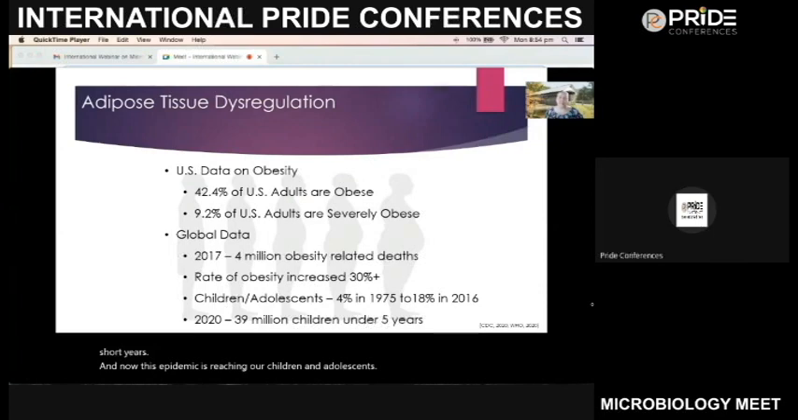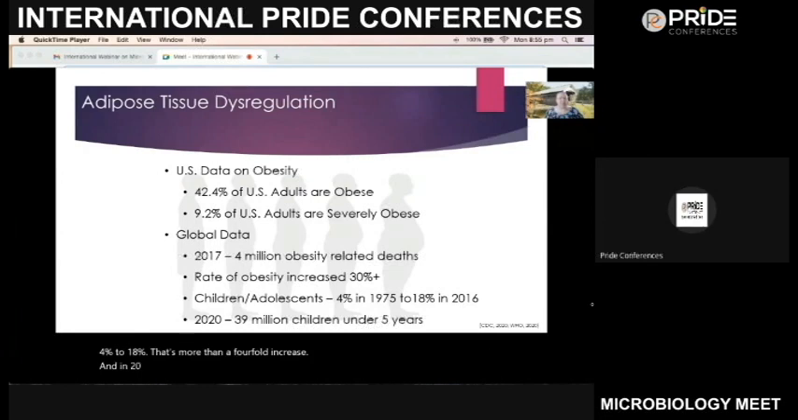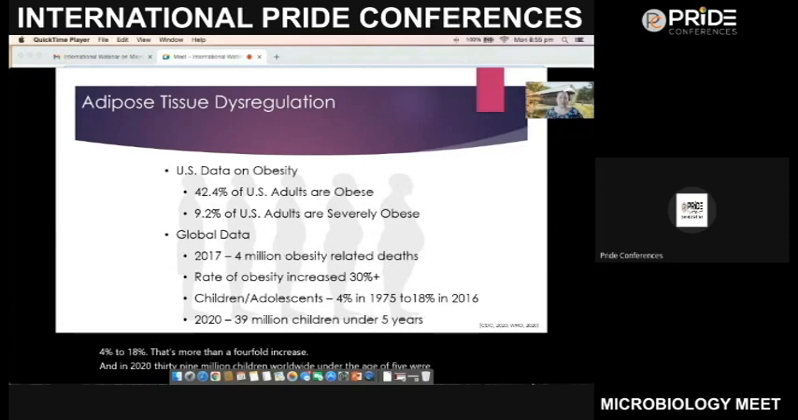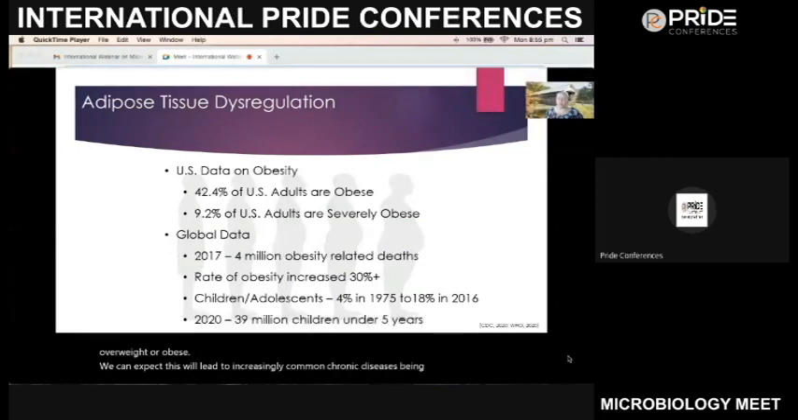The World Health Organization estimates that from 1975 to 2016, the number of overweight or obese children and adolescents, that's those aged 5 to 19 years old, has increased from 4% to 18%. That's more than a four-fold increase. And in 2020, 39 million children worldwide under the age of 5 were considered overweight or obese. We can expect this will lead to increasingly common chronic diseases being diagnosed in younger and younger patients.